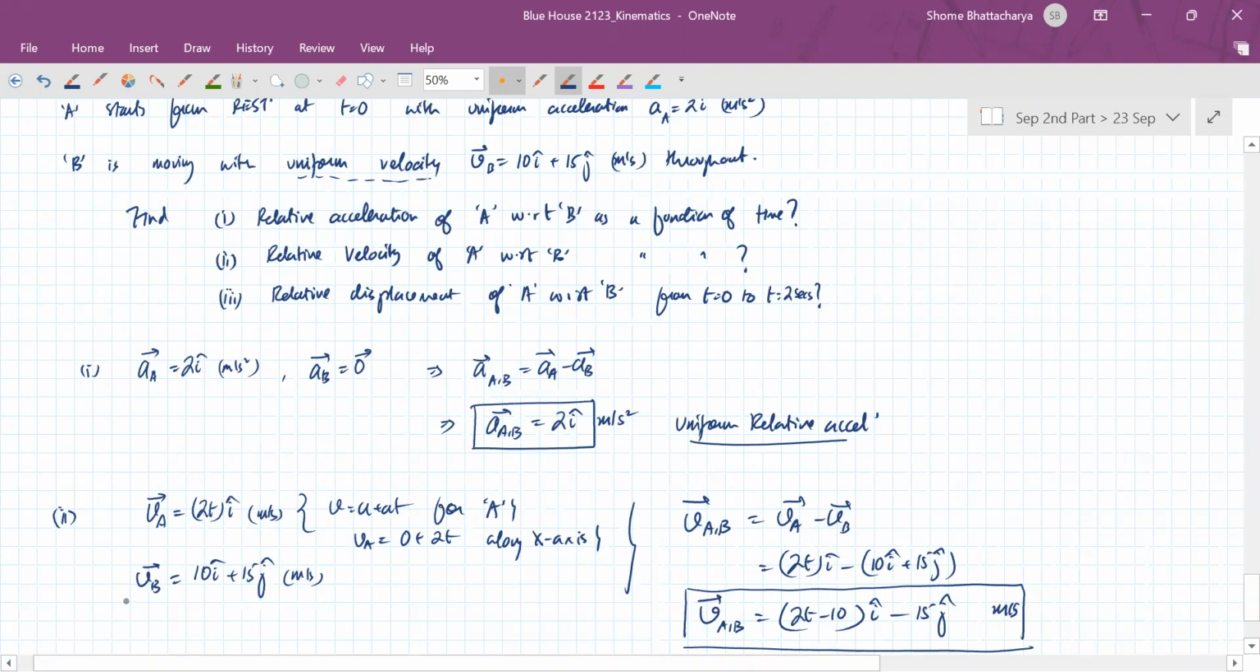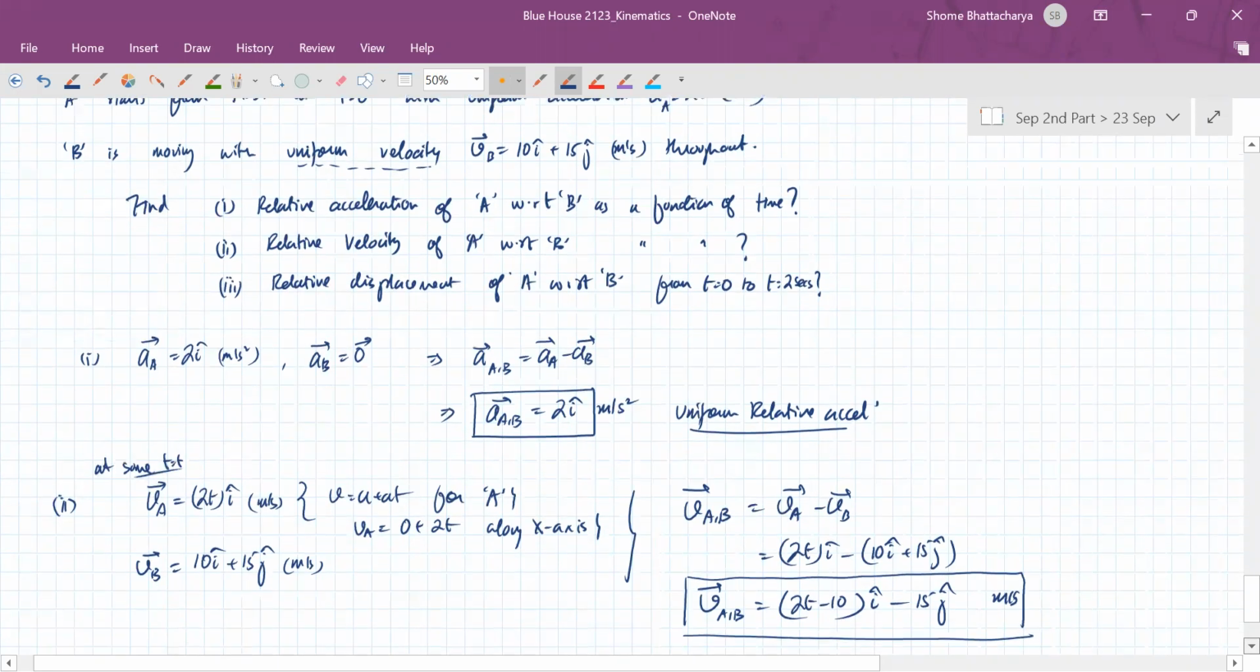So, yes, if we integrate the acceleration, we'll get the velocity, right? Yes, you can do that also. Use it here. Yeah, that can also be done.